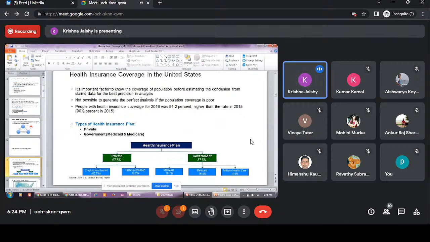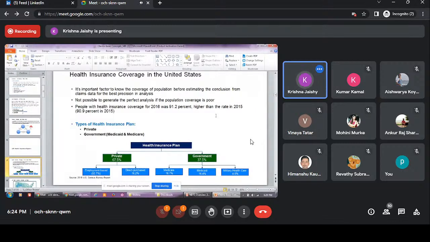It's an important factor to know the coverage of the population before drawing conclusions from claims data, for the best precision in analysis. It is not possible to generate a perfect analysis if the population coverage is poor. If in a country the insurance coverage is only 20%, how will the claims data actually give you insights?